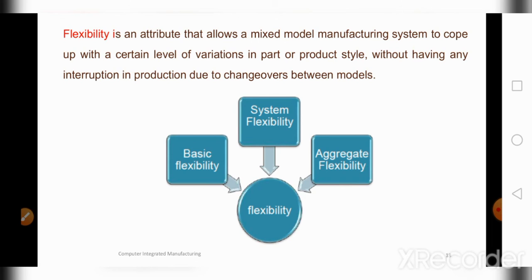You can see here basic flexibility, system flexibility, aggregate flexibility. These are a few categories of flexibility. That is what we concentrate on in flexible manufacturing systems. That's it for today.